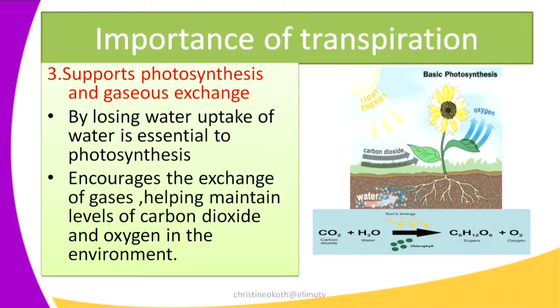So it also encourages the exchange of gases, that is, it helps in maintaining levels of carbon dioxide and oxygen in the environment. They will take in carbon dioxide for the synthesis of food, while they are going to release oxygen because it's a byproduct. So this continuous process is like a cycle. The process of transpiration normally helps so that there's continuous uptake of carbon dioxide, and there's continuous releasing of oxygen into the environment, whereby the plants need this oxygen for the process of respiration.